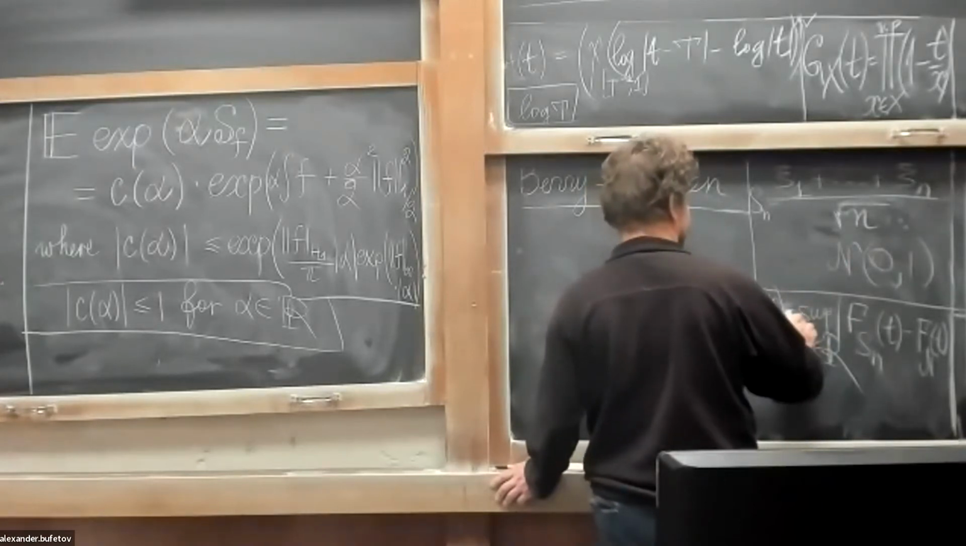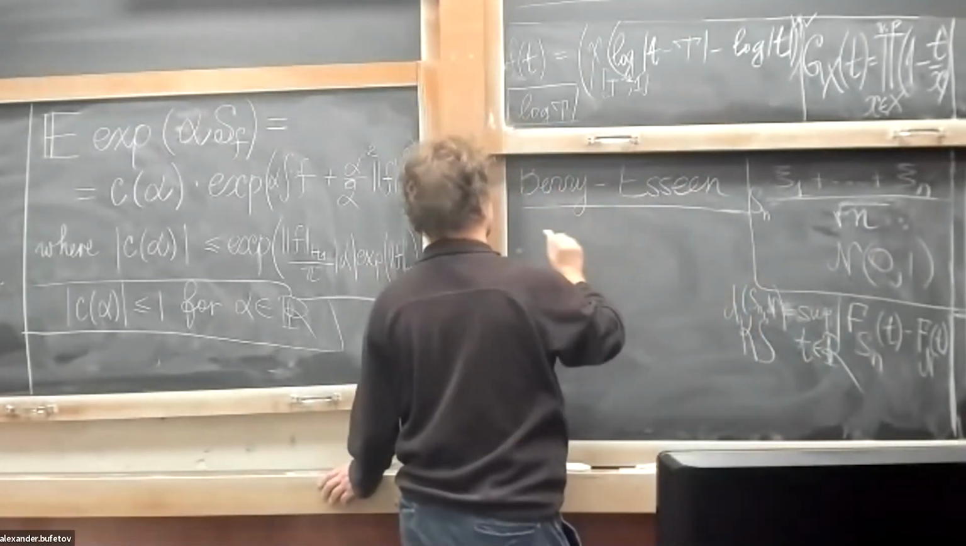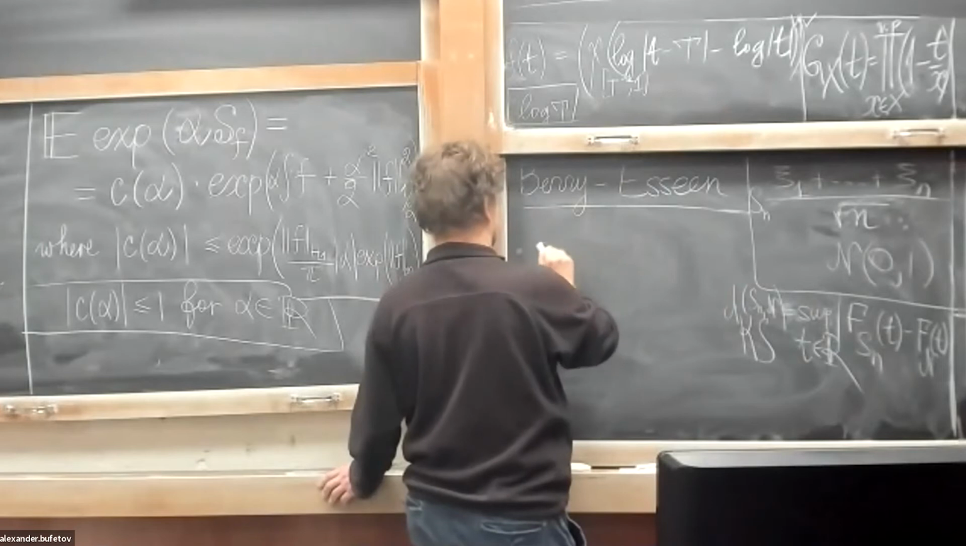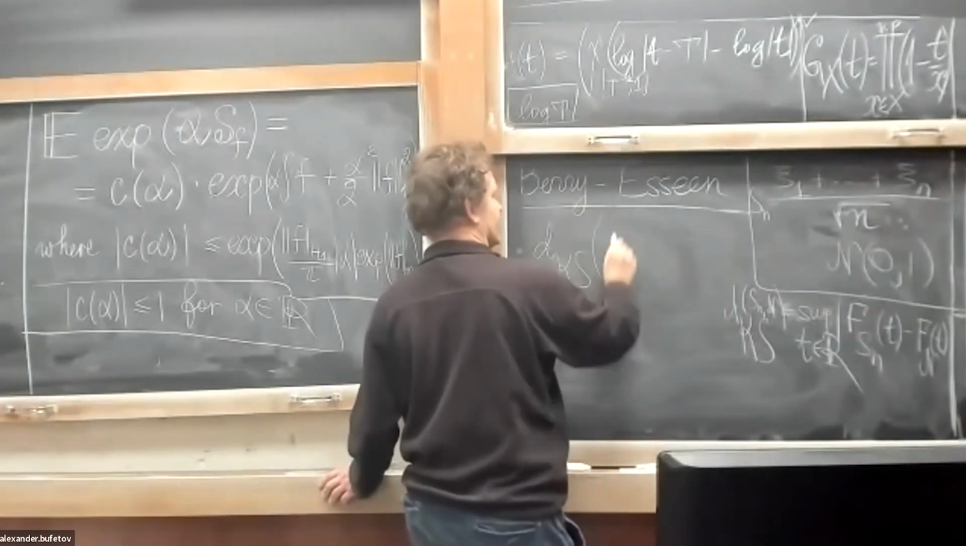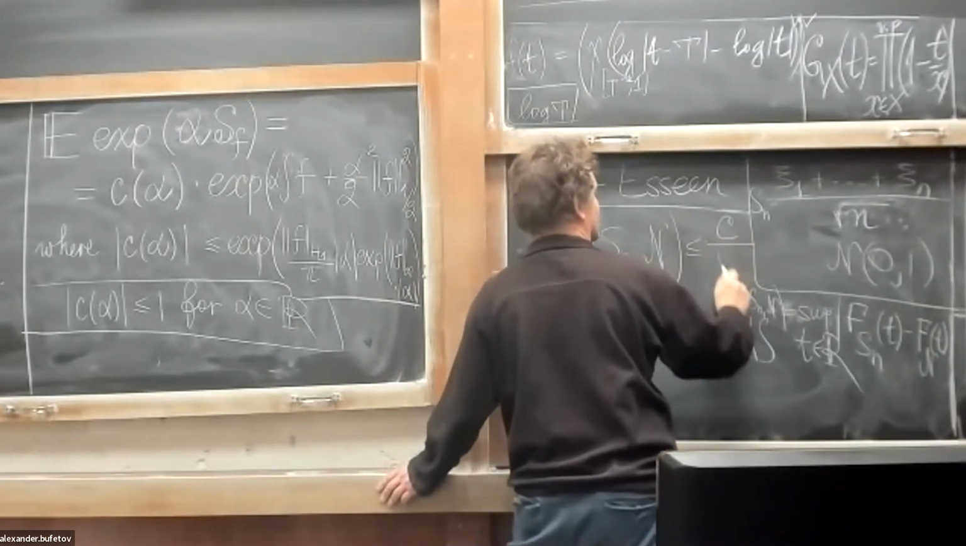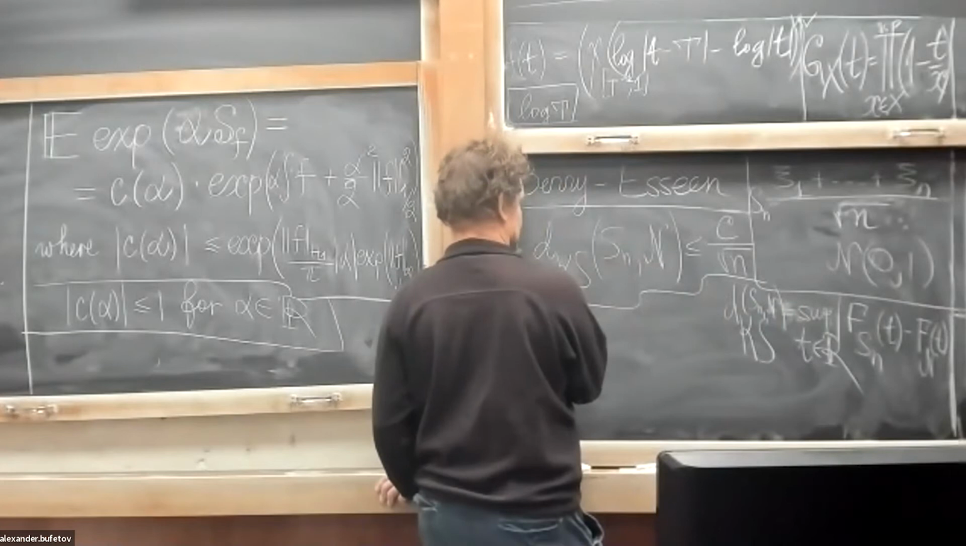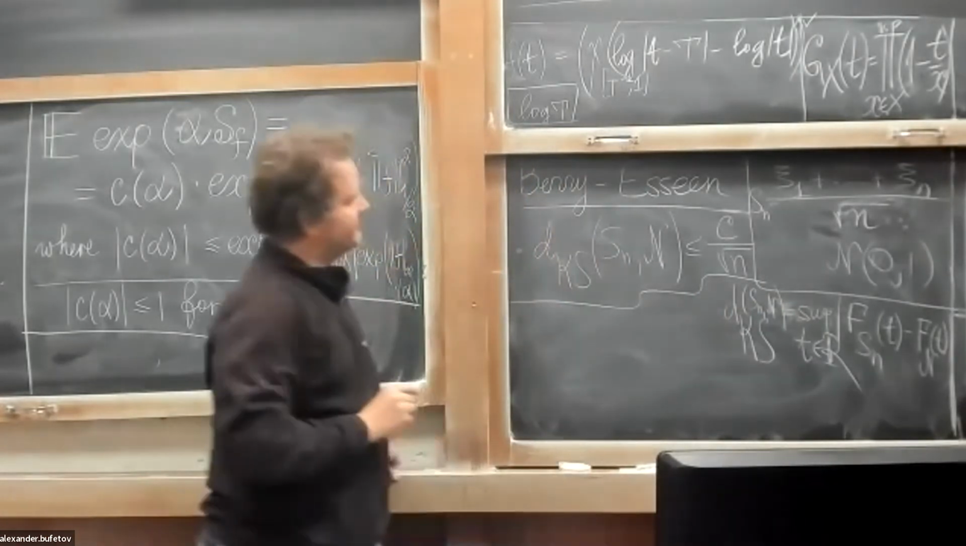And so the Berry-Esseen inequality, I'm not interested here in optimal constants. I'm only interested in saying that the Kolmogorov-Smirnov distance between Sn and the normal distribution is constant over square root of n.